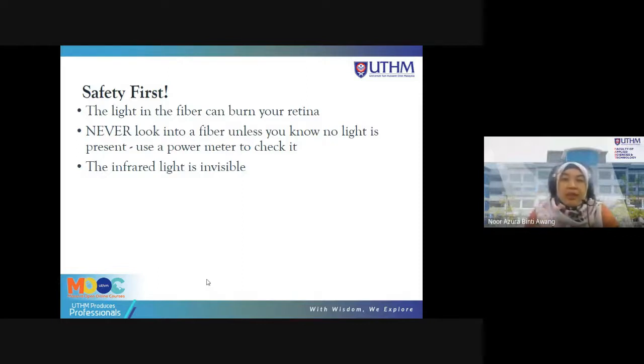Therefore you need to take care of your eyes and make sure the light passing through the fiber does not go toward your body, especially your eyes. So never look into a fiber unless you know no light is present. Use a power meter to check it. Basically, infrared light is invisible, so be careful. Okay, take care.